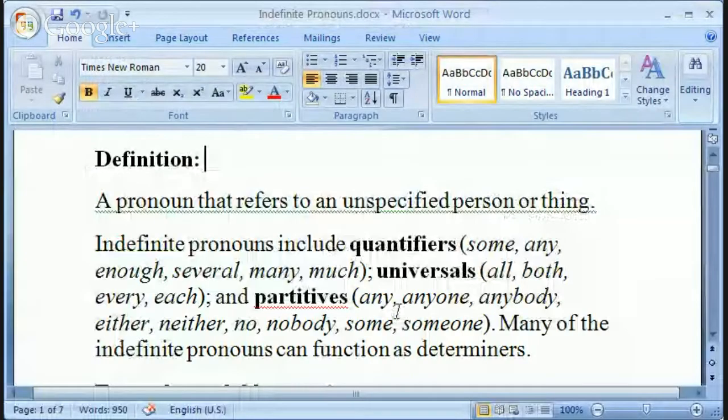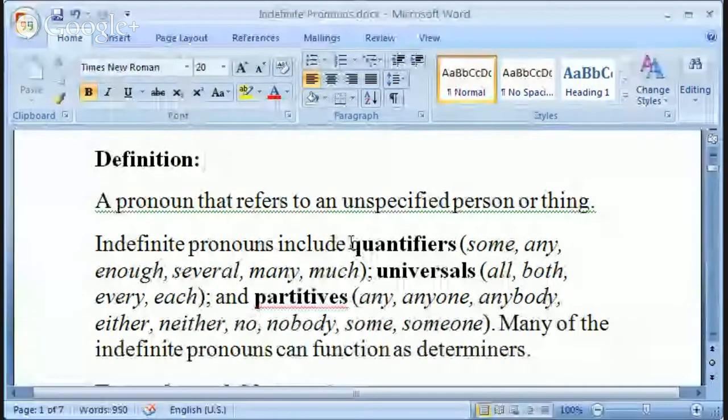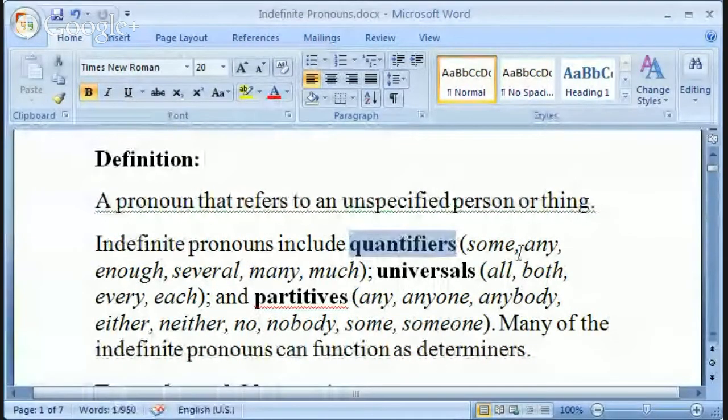Indefinite pronouns include different things. If I could do a screen share. Indefinite pronouns include quantifiers, such as some, any, enough, several, many, much. Universals, such as all, both, every, each. And partitives, any, anyone, anybody, either, neither, no, nobody, some, someone.